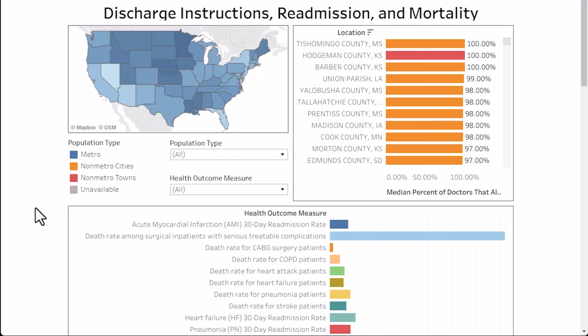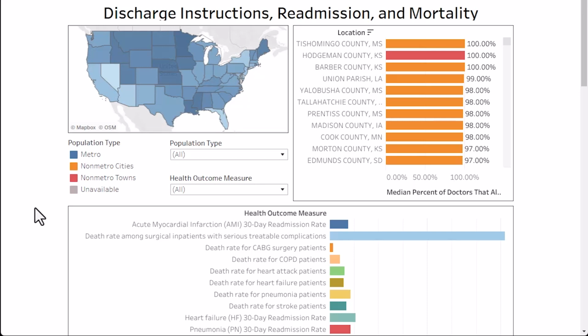In this video, we're going to take a look at the discharge instructions, readmission, and mortality dashboard. Beginning in the upper left-hand corner, we can see a map of the United States, and each of the states are identified in a different shade of blue.